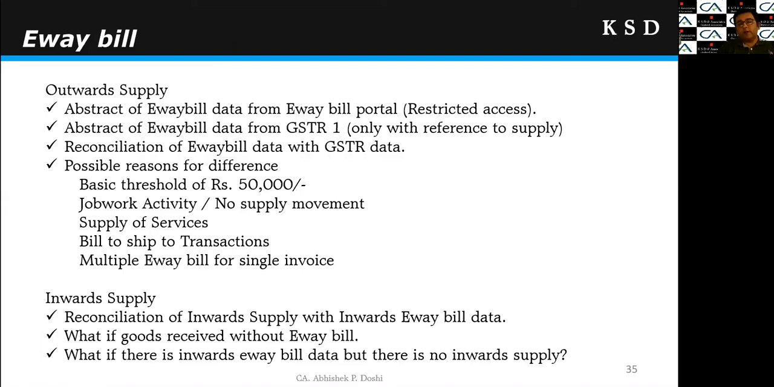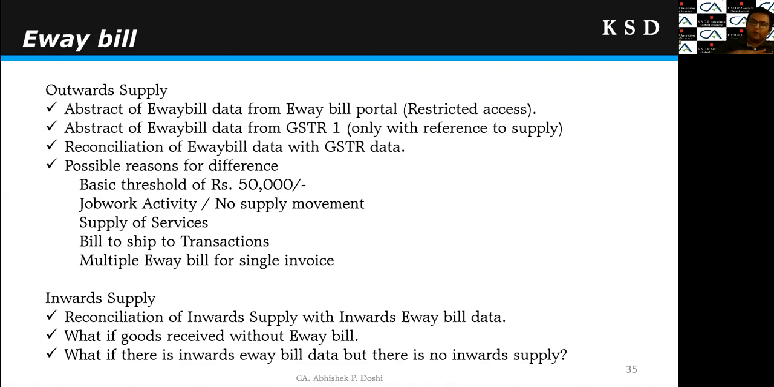Then bill to ship to transactions. In such transactions, there will be two sales invoices, but there will be only one EVA bill, so it may not match with the sales invoices. Then in many cases, there are multiple EVA bills for a single invoice. I would have prepared multiple EVA bills for a single invoice. In all such cases, the data of the GST returns and the EVA bill data would not match.